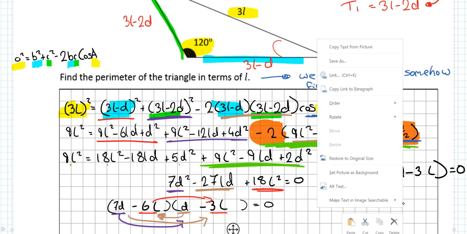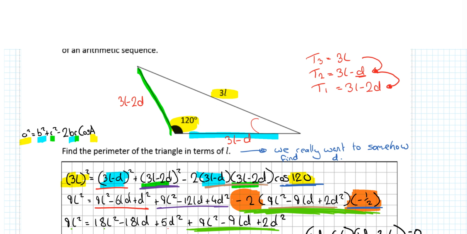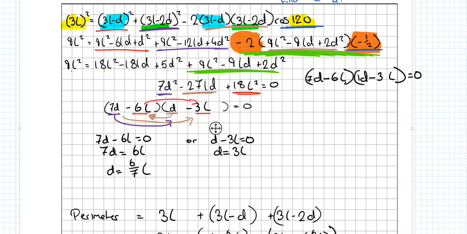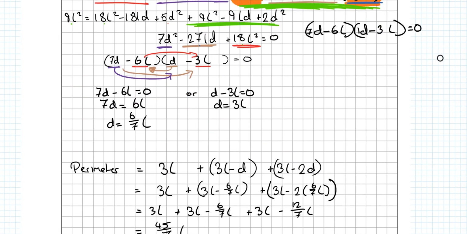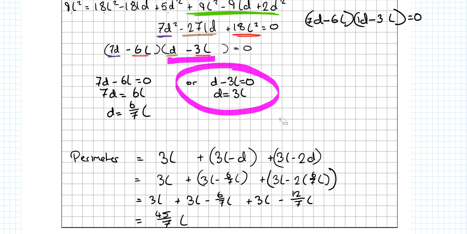Okay, so what do we want to find again? We want to find the perimeter in terms of L. So we really want to find D in terms of L. So this leads us to, I'm going to rub this out, it leads us to two options. Either this is equal to 0 or this is equal to 0. So I've set this left-hand side equal to 0 and I've found D on its own. And I've set the right-hand side equal to 0 and I've found D on its own.